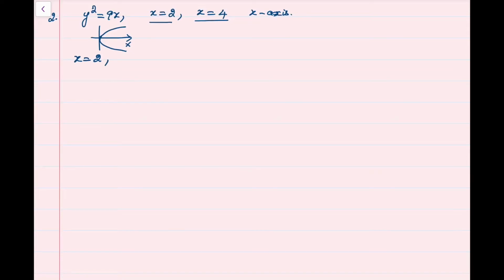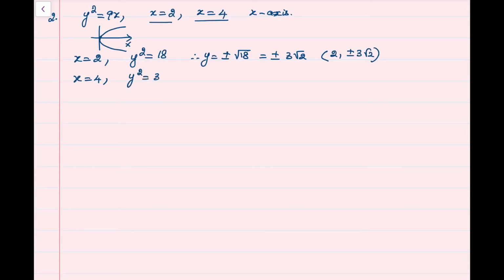Let us solve the first and the second equations. If x is 2, y square is 18. Therefore, y is equal to plus or minus root 18, which is plus or minus 3 root 2. Therefore, the points of intersection are 2, plus or minus 3 root 2. Now, we will solve the first and the third equations. Substitute x as 4, y square is 4 9s are 36. Therefore, y is plus or minus root 36, which is 6. Therefore, the points of intersection are 4, plus or minus 6.